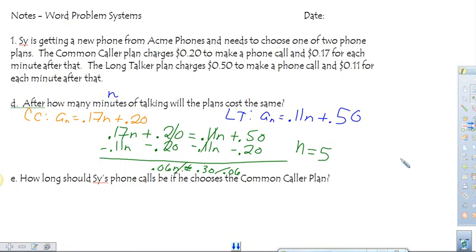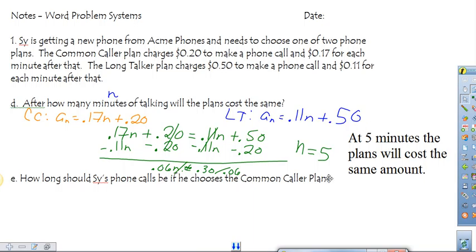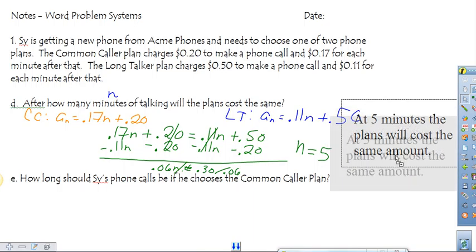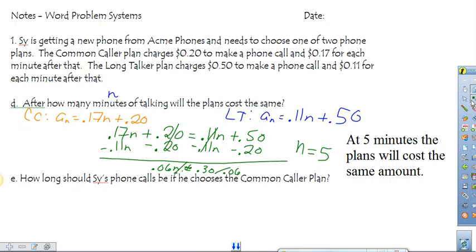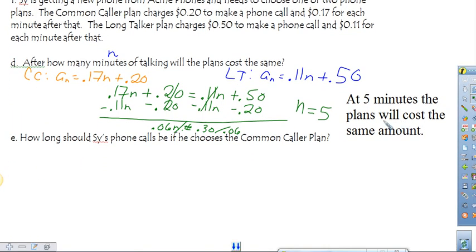So again, what does this mean? This means that at 5 minutes, the plans are going to cost the same amount. Because if I plug in 5 here, I'm going to get a certain output, say $1.50. And if I plug in 5 here, I'm going to get $1.50. No matter what, at both points, you're going to get the same output. So it doesn't matter which plan I have if I'm talking for 5 minutes.